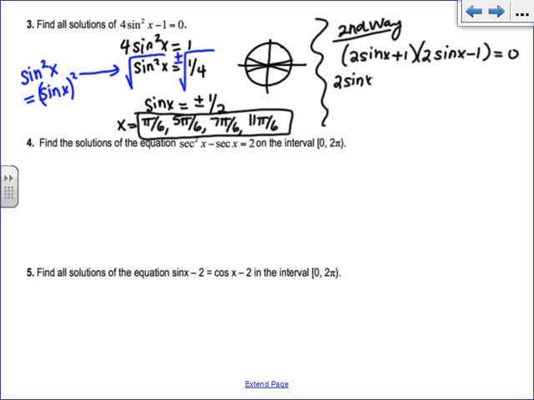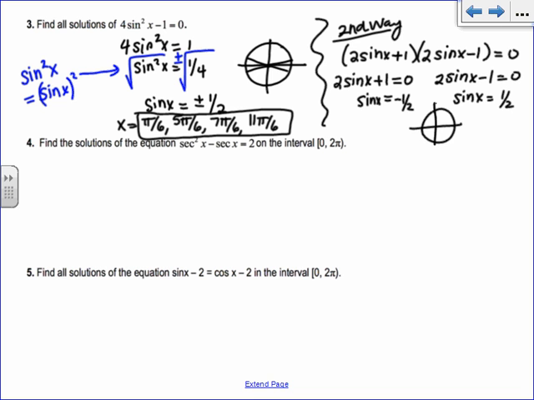And then you can set each piece equal to 0. So you can say 2 sine of x plus 1 equals 0, and 2 sine of x minus 1 equals 0. When you subtract 1 and divide by 2, you get sine equals negative 1/2, and sine of x equals 1/2 for the other one, which gives you the same 4 answers, right? So we still have those answers. Yeah, they're the same thing.